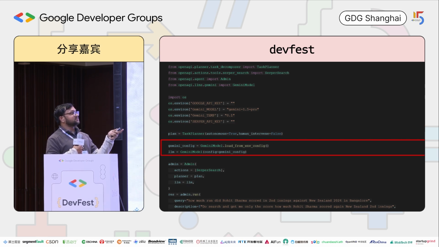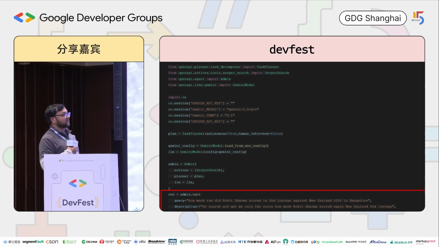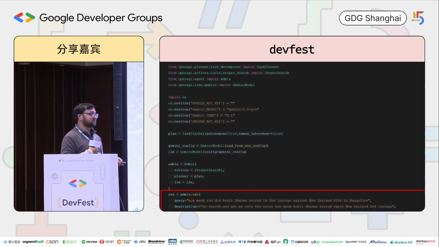When you say autonomous, the system will try to understand itself by using multiple tools and all. And then we can declare the model and the tool, which is the SerpApi search we are using. And this is the query we are giving: how many runs did Rohit Sharma score in second innings against New Zealand in Bangalore? So the description, do the search and get me only the score, is what will make the system understand what it needs to perform.